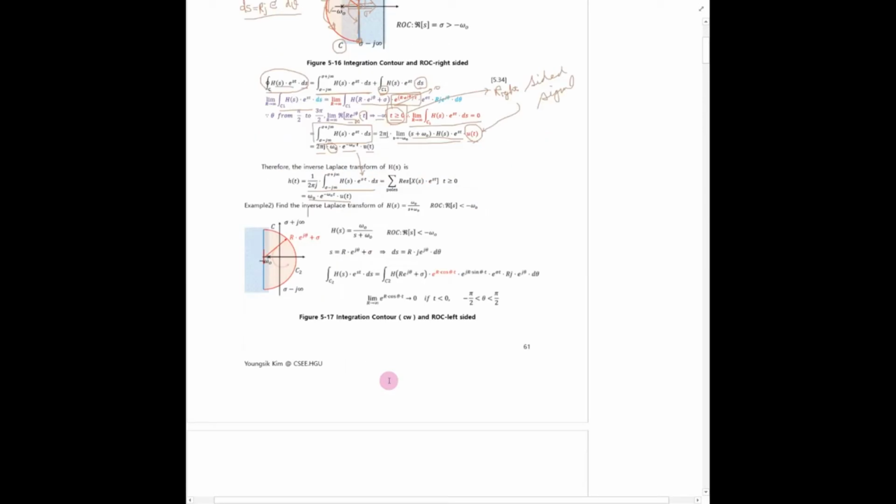And the second example shown here has the same shape. H(s) is the same, but the region of convergence is on the opposite side. In this case, it is the left side of this value. Then it is given like that: H(s) is omega 0 over s plus omega 0. It's the same as the previous example. So H(s) is the same, but the region of convergence is different.